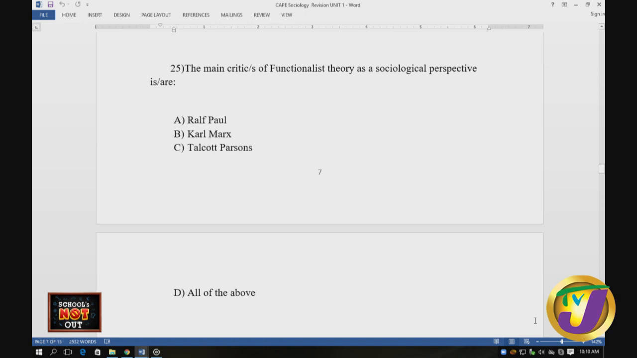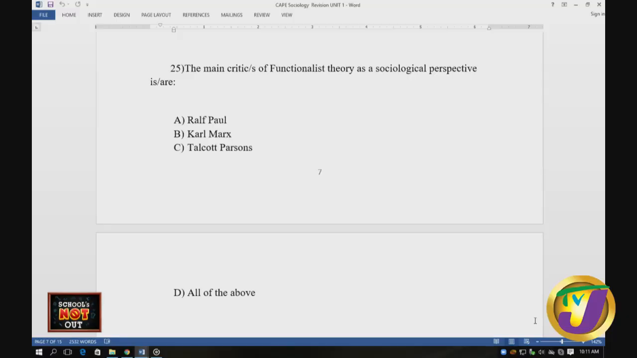Next one, the main critic of functionalist theory as a sociological perspective is? Now remember again, first theory, functionalism. The second theory, Marxist conflict, was done as a criticism of the functionalist perspective. And so here we look for who was the Marxist here, Karl Marx.